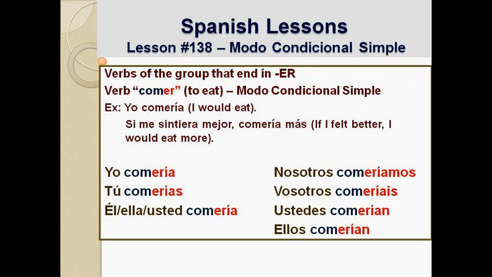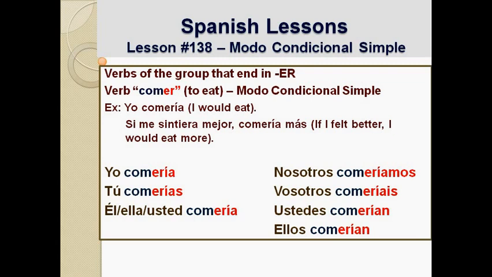So we begin with I. Yo comería. Tú comerías. Él comería. Or ella, or usted comería. Nosotros comeríamos. Vosotros comeríais. Ustedes comerían. Ellos comerían, for they would eat.